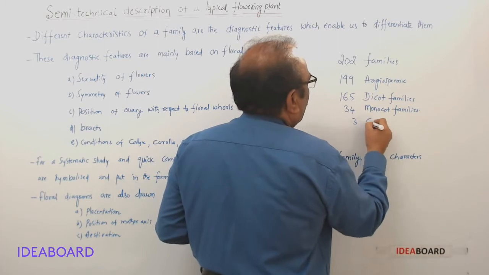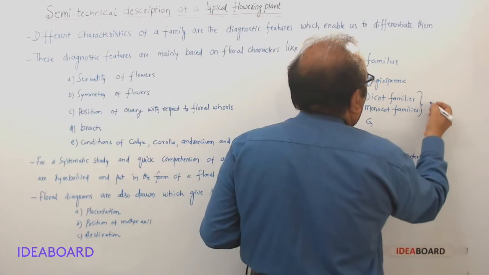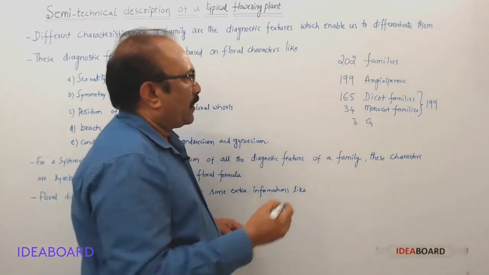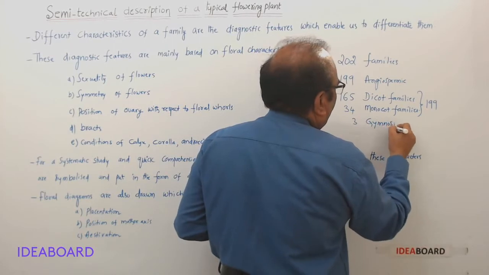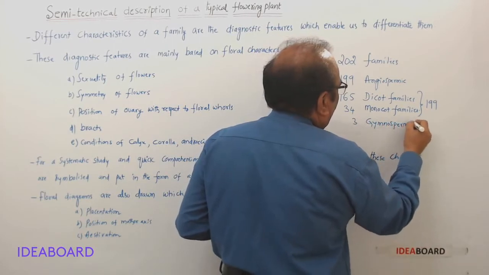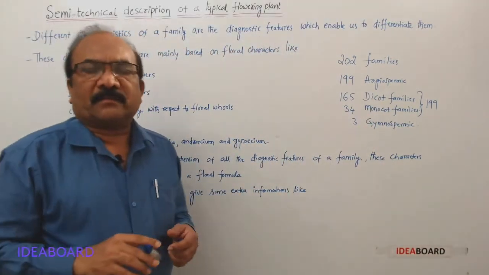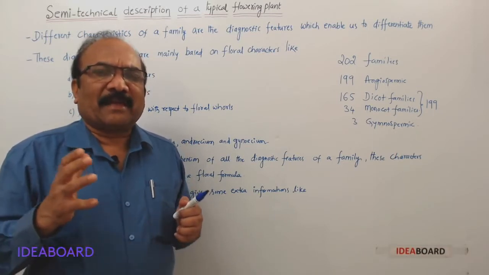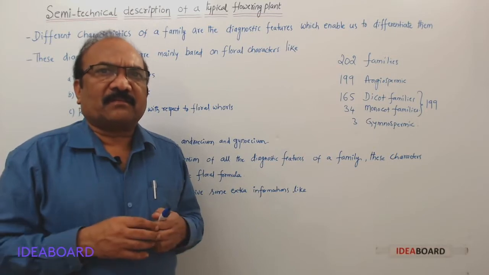Three gymnospermic families. So these both of them are angiospermic families. So 165 plus 34, that is 199. And 3 are gymnospermic families. So 199 plus 3, 202 families. And every family will have different characteristics.